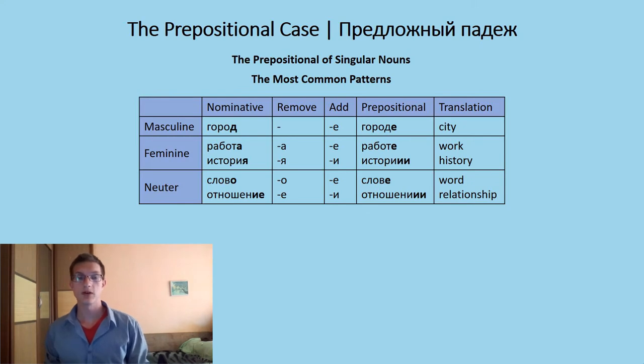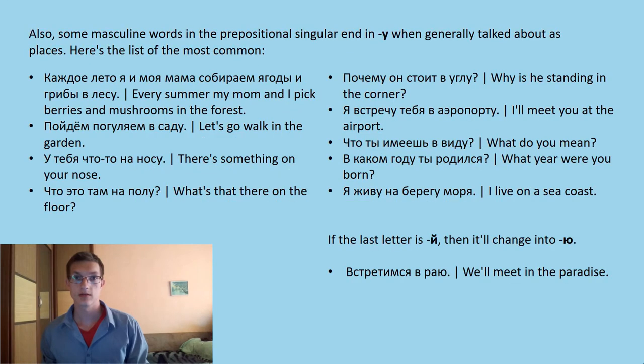Предложный падеж. The prepositional case. Городе, работе, истории, слове, отношении. Also, some masculine words in the prepositional singular end in у, and are generally talked about as places. Here is the list of the most common.